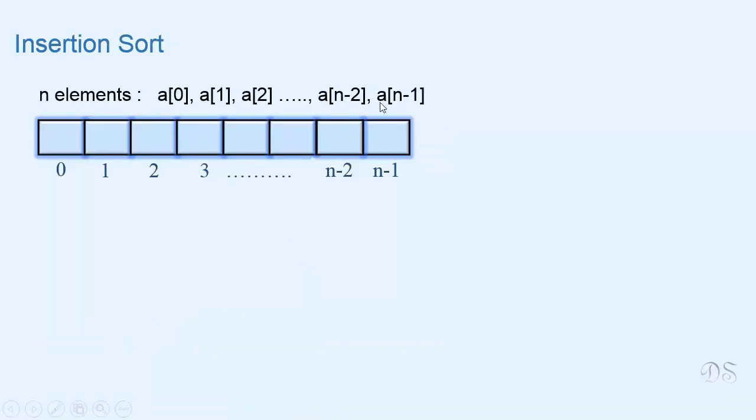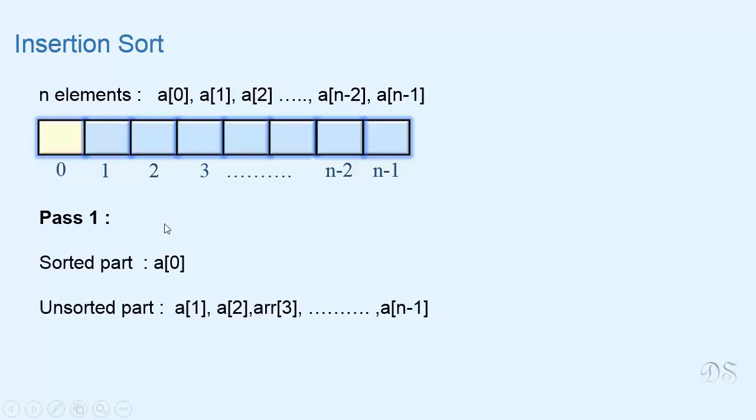This is the array A of n elements that we are going to sort in ascending order using insertion sort. In insertion sort, we'll consider our array to be divided into two parts: one is the sorted part and one is the unsorted part. In each pass, we'll take the first element from the unsorted part and place it at its proper position in the sorted part. So in pass 1, our sorted part is this and the unsorted part is this.